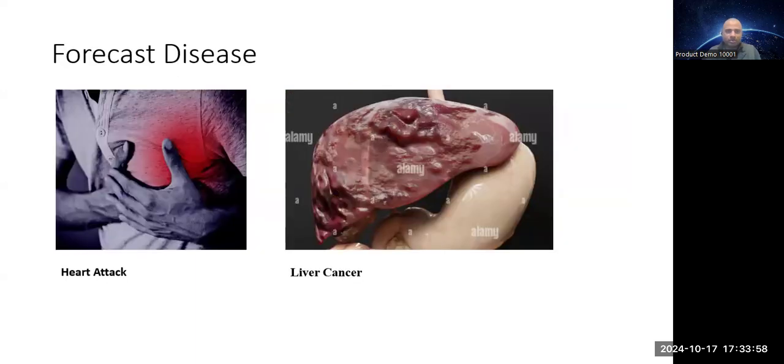The third application for your APS would be to forecast disease. Should you have a heart attack? Should you have cardiovascular disease? Should you have any kind of cancer? These are some of the places where the insurance company might need your APS, not only to underwrite your application, not only to approve your application, but also to approve your claim.